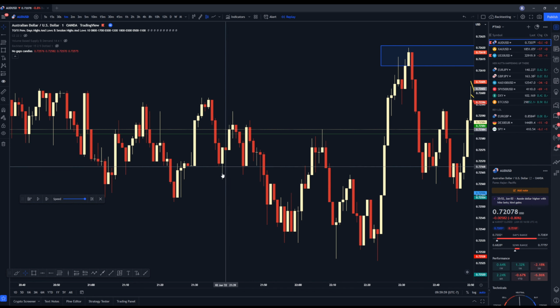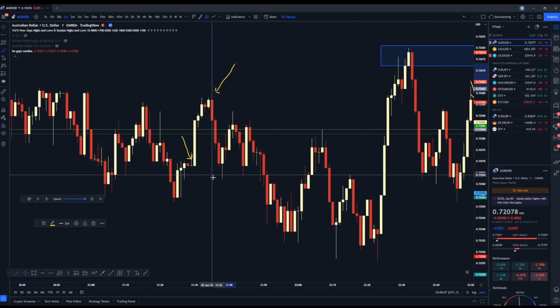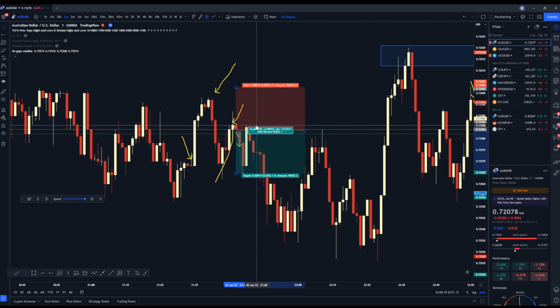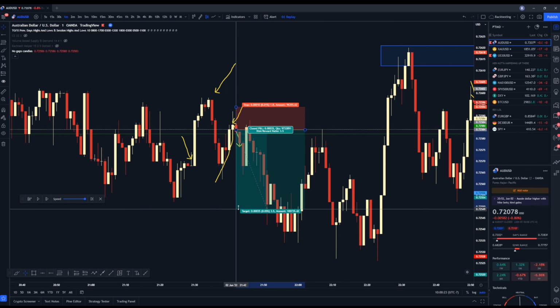But basically you just need it to pull back. You need the right side to pull back. So like if you look at this as a quasi, this would be our left shoulder, this would be our head area, and then this pull back and then down right here, this would make our right shoulder, right? So basically on this one, you would just enter on the right shoulder here, stop loss here, and then you would go down.